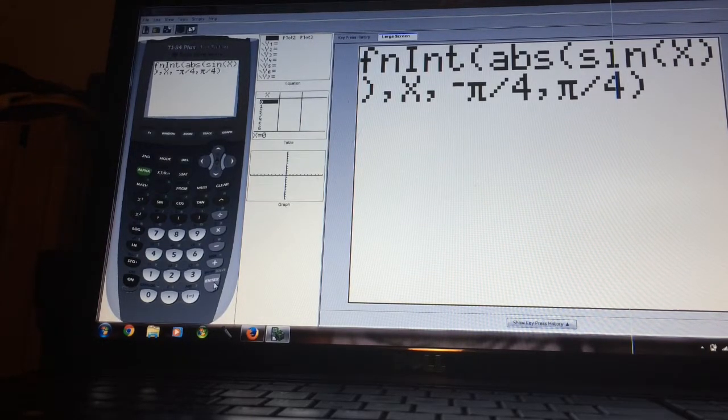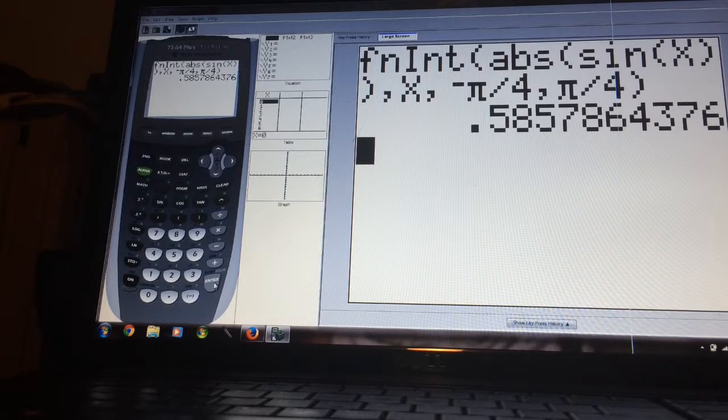Now that we see that our problem is typed in correctly, we want to press enter, which will give us our answer, 0.5857. And this is how you find a definite integral.